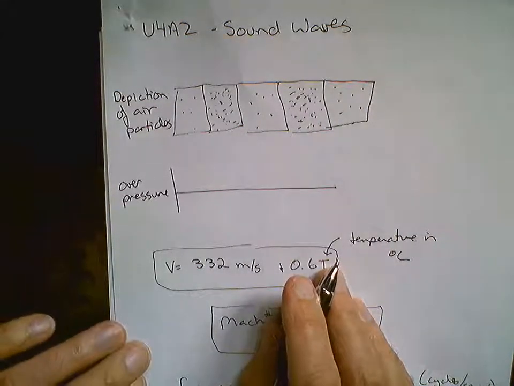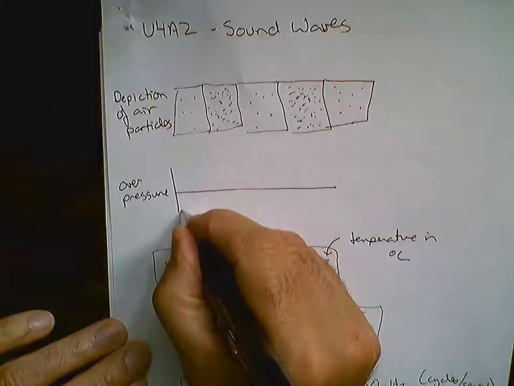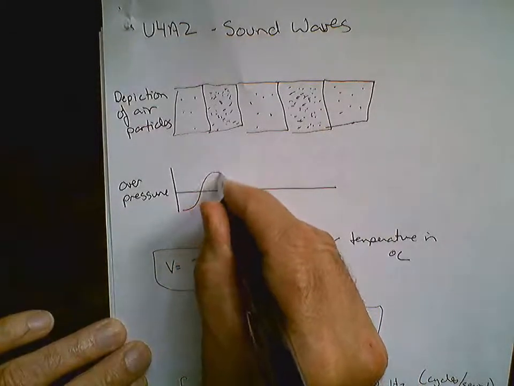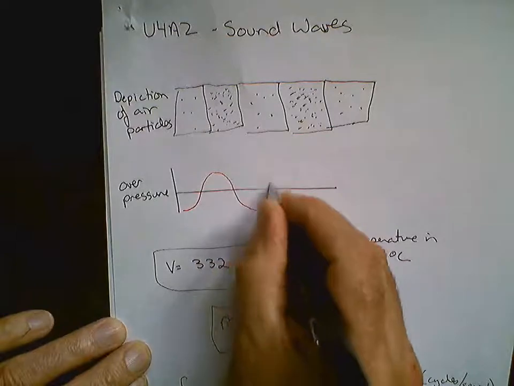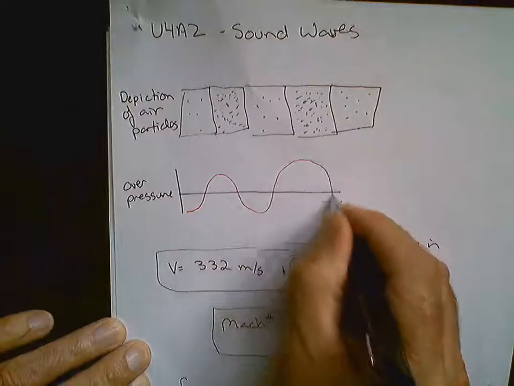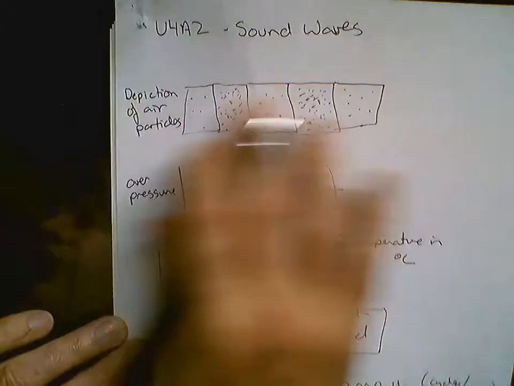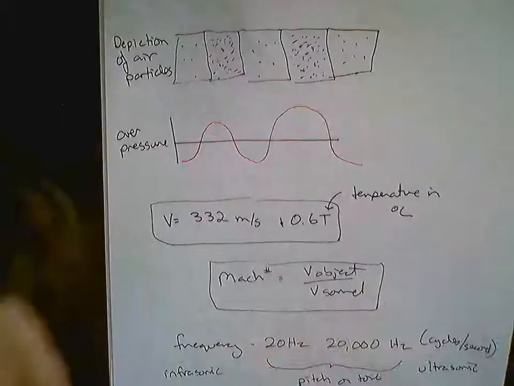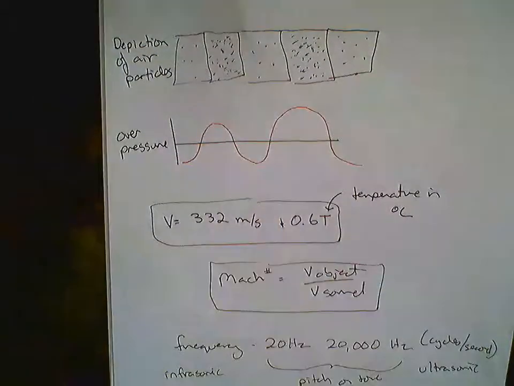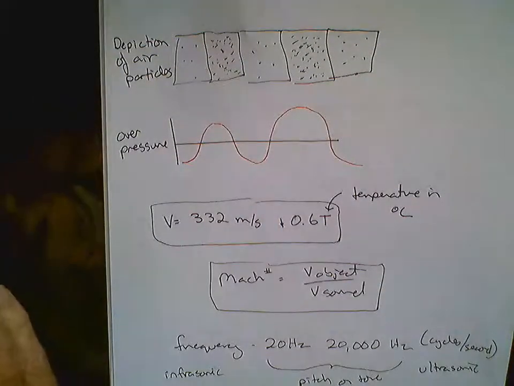If we put the density of those air particles over air pressure, we get a sine sort of graph. So what we're doing is we're taking the depiction of the air particles and we're turning it into a sine graph. Most waves are studied through sine.